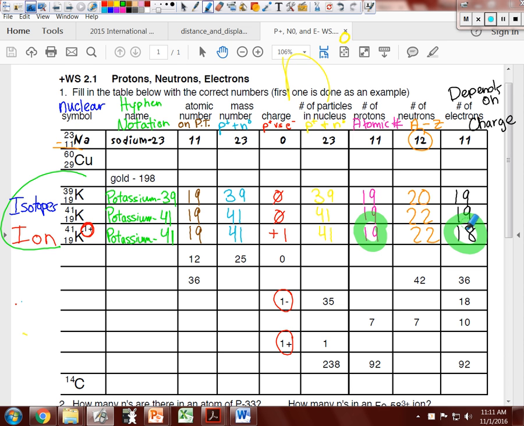Okay. What do you have more of? So is that a positive or a negative charge? All right. How many more do you have? So that's why it's a 1 plus. Does that make sense? Okay.